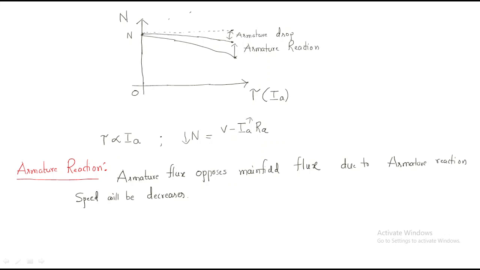Simply, at no load, this is the no-load speed. If the load value increases, that means torque value increases, because torque is proportional to armature current. If you observe here, armature current increases, and the speed value decreases slightly. This is for armature drop. If we consider the armature reaction, the drop will be more. This is the characteristic of speed versus torque.